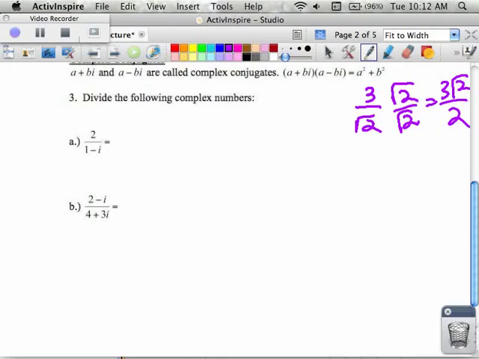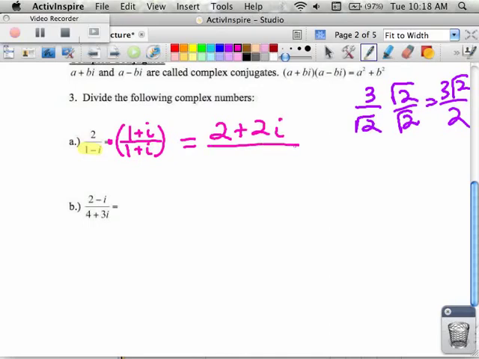In the first example, what that means is that I'm going to multiply the top and the bottom by 1 plus i. The reason I'm multiplying by 1 plus i is that it is the complex conjugate of the denominator. Multiply the top and the bottom by the complex conjugate of the denominator. So in part A for number 3, 2 times 1 is 2, and 2 times i is 2i.